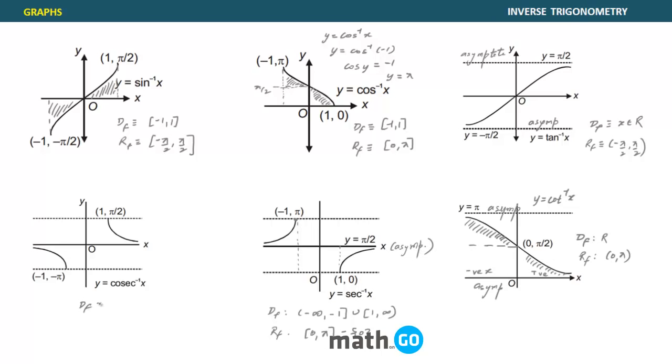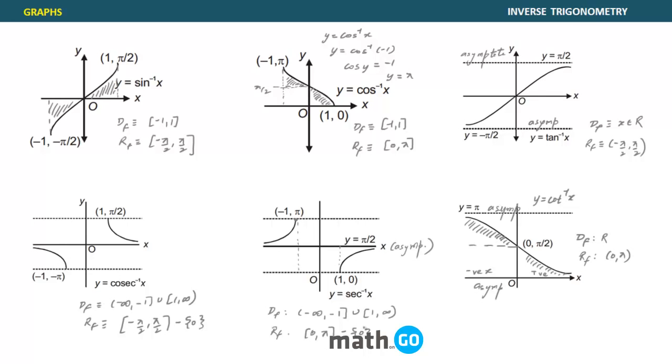Domain of cosecant inverse is nothing but range of cosec x, which is again minus infinity to minus 1 union 1 to infinity, and the range is, yes, it belongs to the sine family. Sine family range was minus pi by 2 to pi by 2. Repeat the same but subtract the average. So average is nothing but 0.